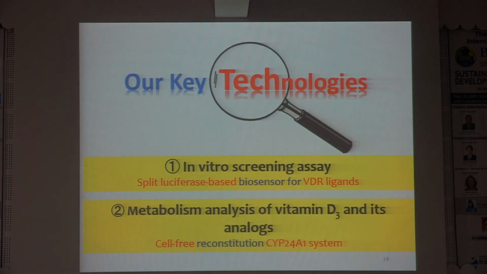In our lab, we have developed two key technologies to screen the vitamin D3 analogues. Here is the one technology, split luciferase based biosensor technology to find out the VDR ligands, and second for the metabolic analysis of vitamin D3 and its analogs that we call cell-free reconstitution CYP24A1 system.